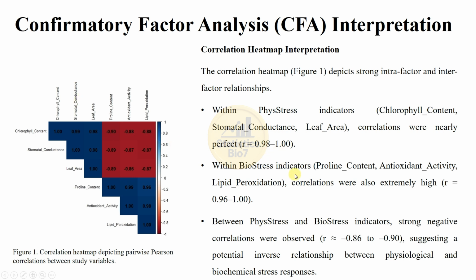Within the biochemical stress indicators, proline content, antioxidant activity, and lipid production, correlations were also extremely high, R equal to 0.96 to 1. Between the physiological stress and biochemical stress indicators, a strong negative correlation was observed, R equal to minus 0.86 to minus 0.90, suggesting a potential inverse relationship between physiological and biochemical stress responses.